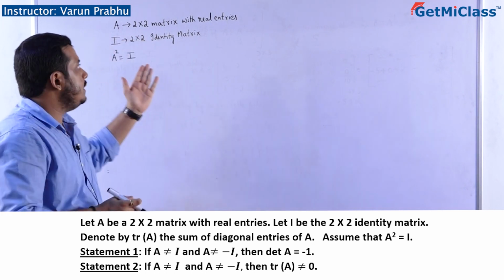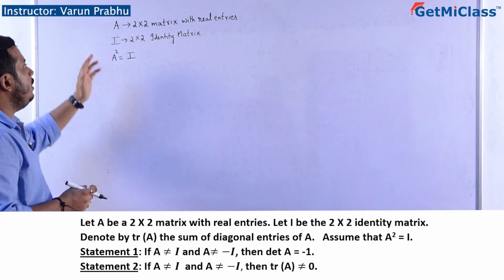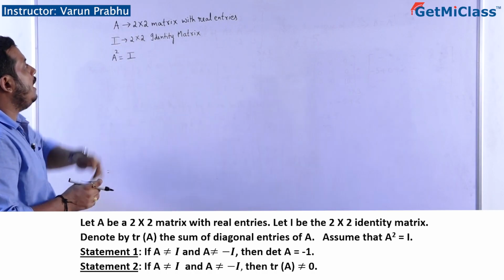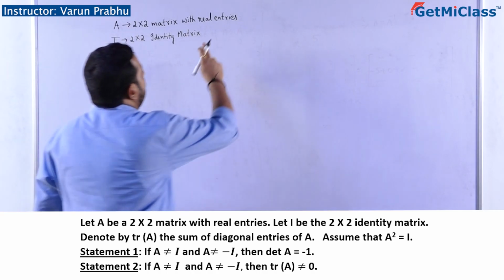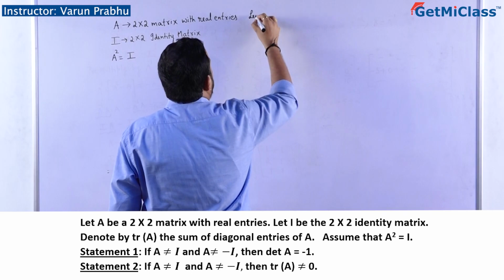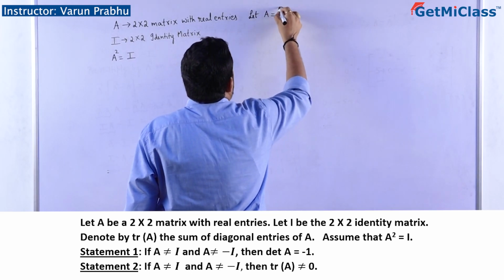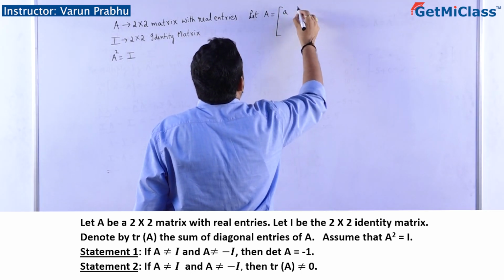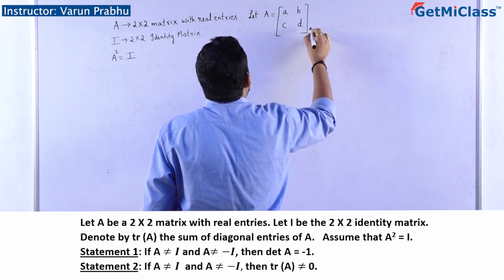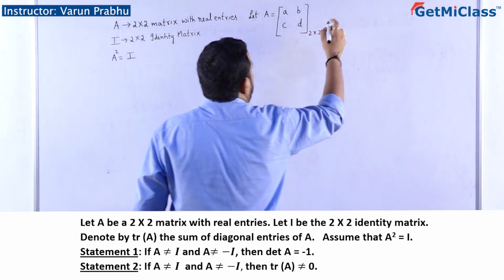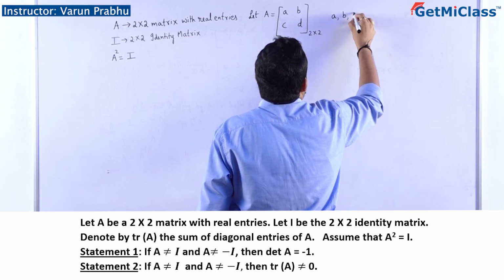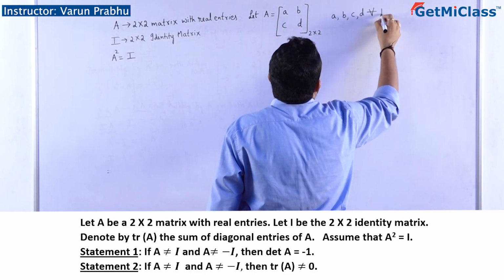In this question, students, it's an assertion type question. What is asked in the problem here is, it's given in the problem A is a 2 cross 2 matrix with real entries. So let me take A is equal to a, b, c, d. Real entries means all the numbers involved should be real numbers. So a, b, c, d should belong to the set of what?